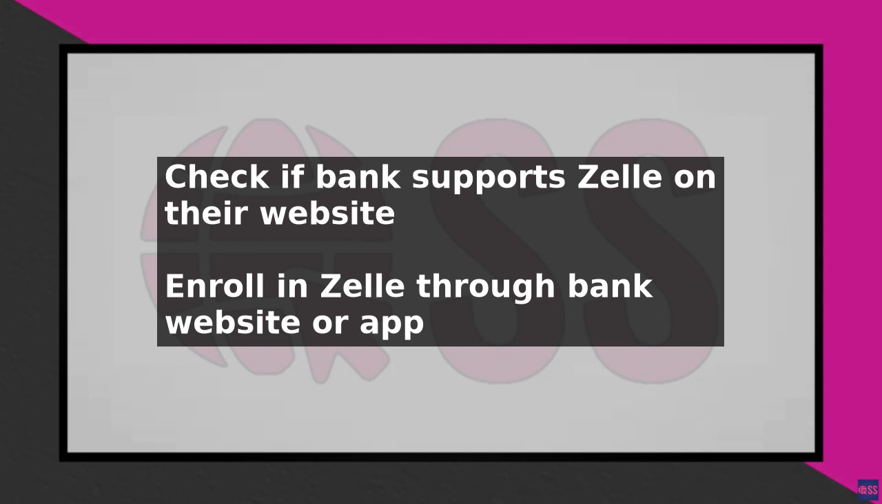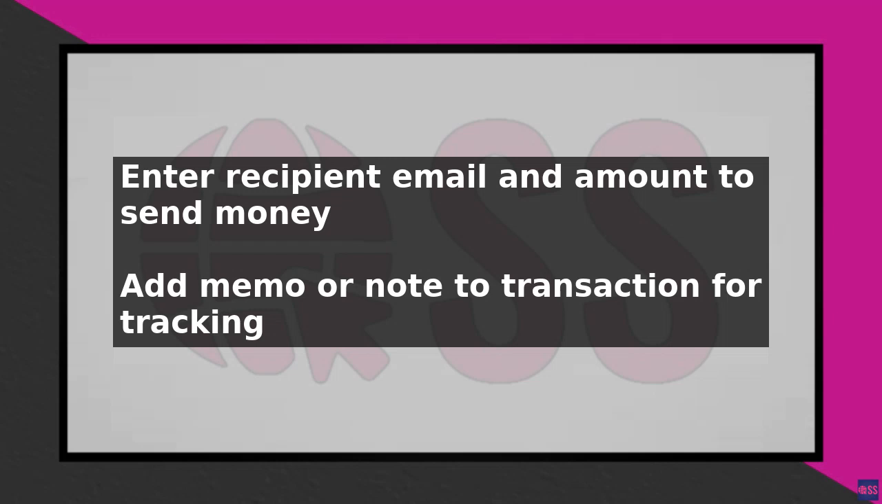This typically involves going to your bank's website or mobile app and selecting the option to enroll in Zelle. You will be asked to provide some basic information, such as your name and email address, and you will also need to create a password for your Zelle account. After you have enrolled in Zelle, you can send money to anyone with a valid email address.